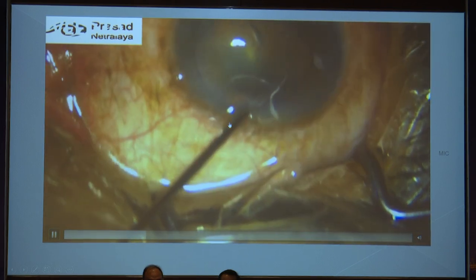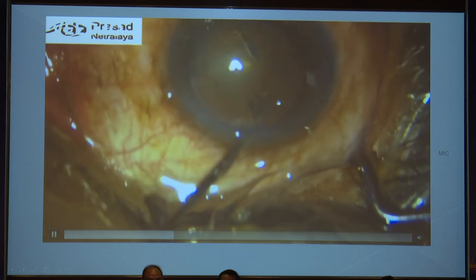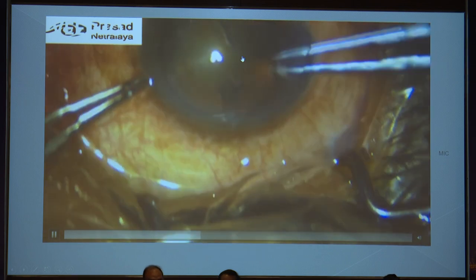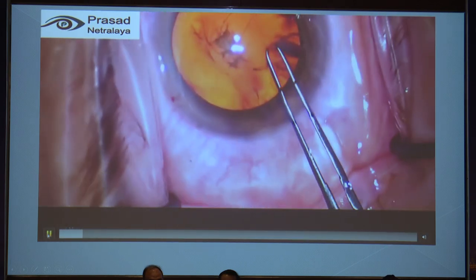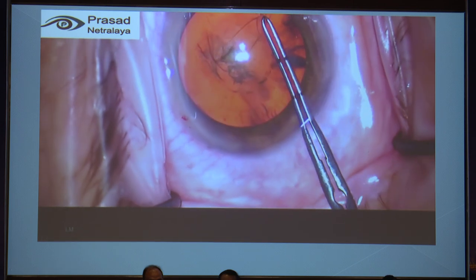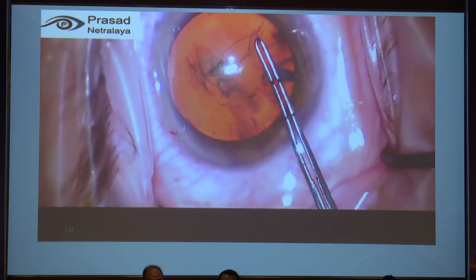Through another small side port, a small nick is given so that you can go on to continue with that. A more recently described maneuver is the Little's maneuver. Here, you pull the rexis back.